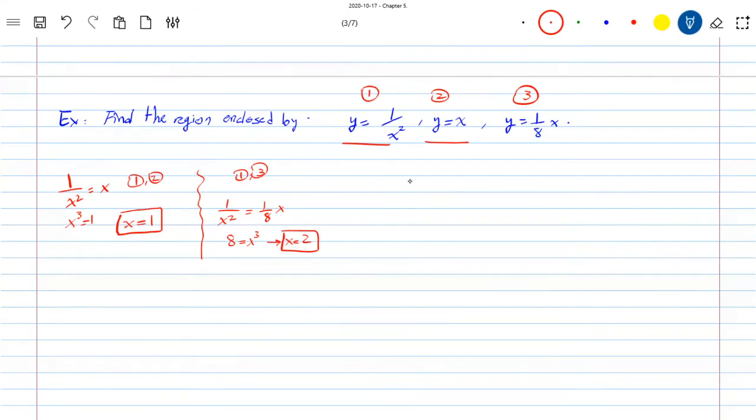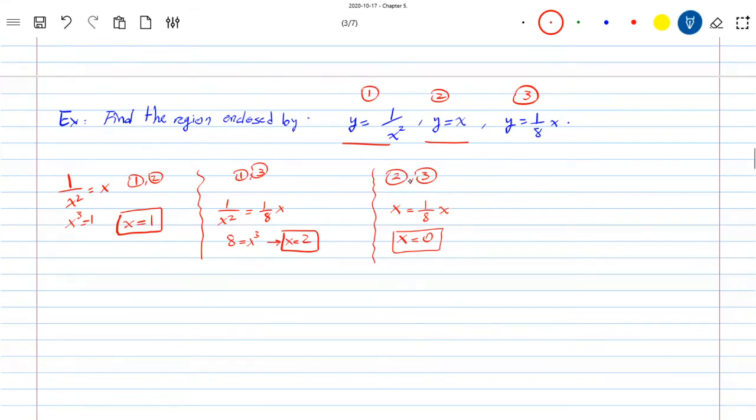So you figure out this intersection as well, the intersection between curves 1 and 3. And how about curves 2 and 3? Where is the intersection of curves 2 and 3? What you get is x equals 1 over 8x. When does this happen? You can multiply both sides by 8 and subtract. That happens at x equal to 0. These are the intersections of all three curves.